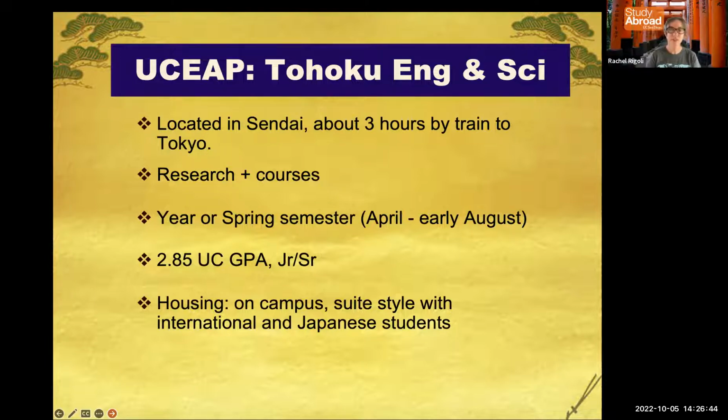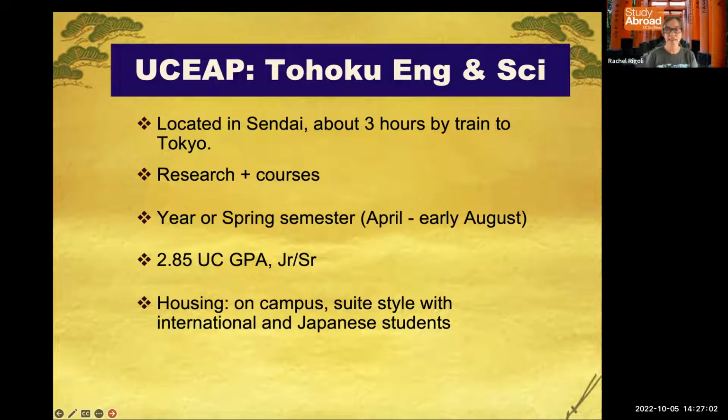The difference between this program and the Osaka Lab Research Program is Tohoku Engineering and Science offers not just research, but they also offer courses. So it's going to be a combination of doing research, and you would get 8 to 16 units for research.